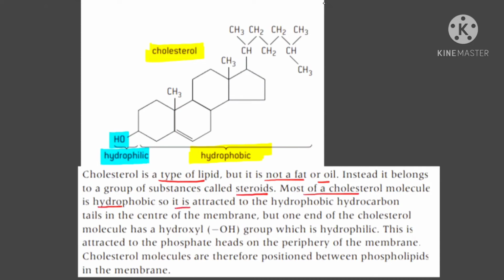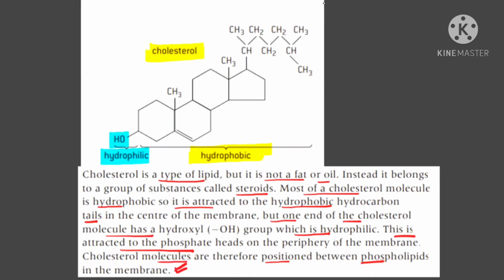Because of this, it is attracted to the hydrophobic hydrocarbon tails. But one end of the cholesterol has an OH group, which is hydrophilic, and it is attracted towards the phosphate head. Cholesterol molecules are therefore positioned between the phospholipids in the membrane. So they are placed in between the phospholipids. Is it clear, beta?